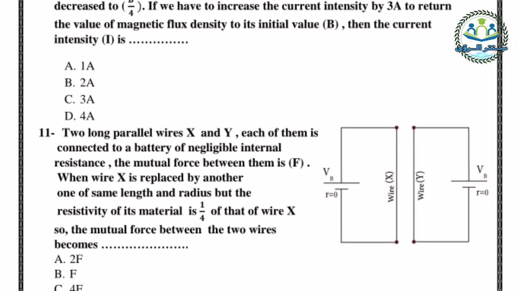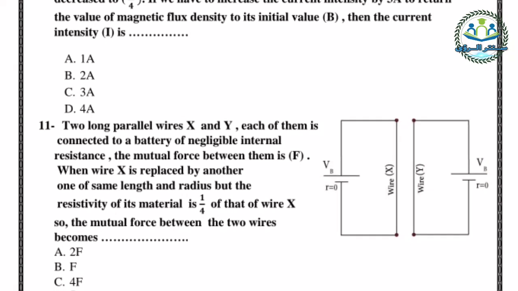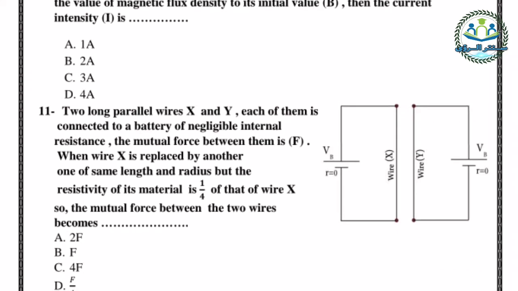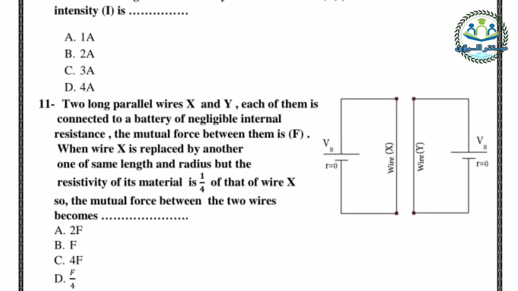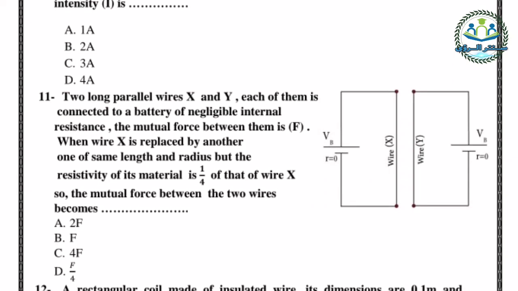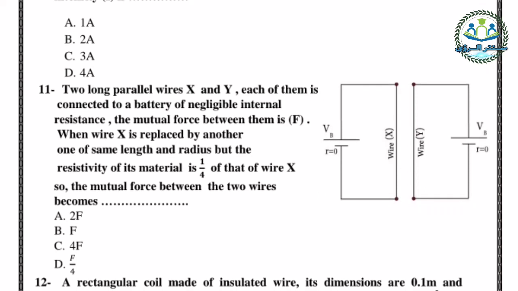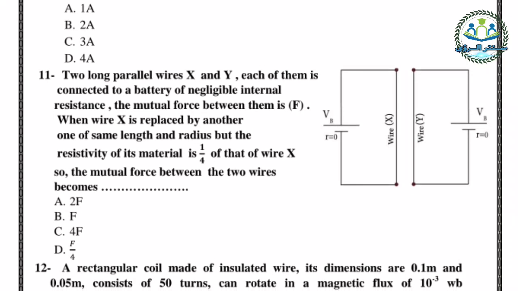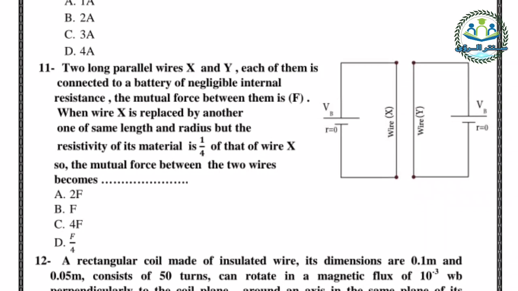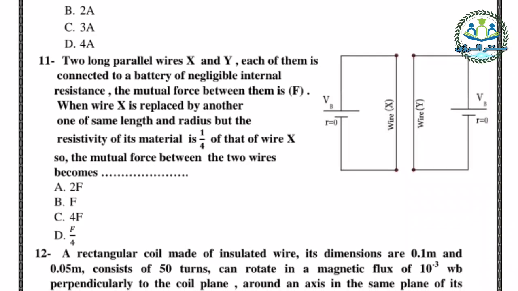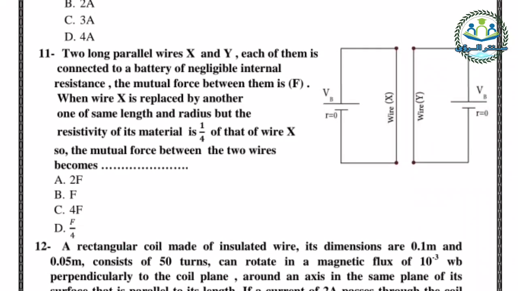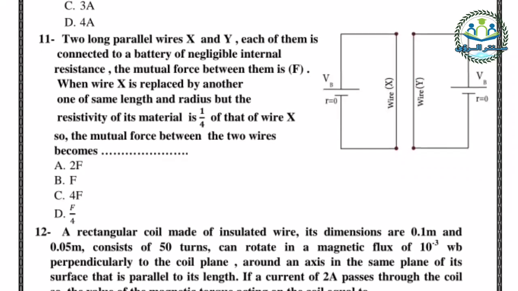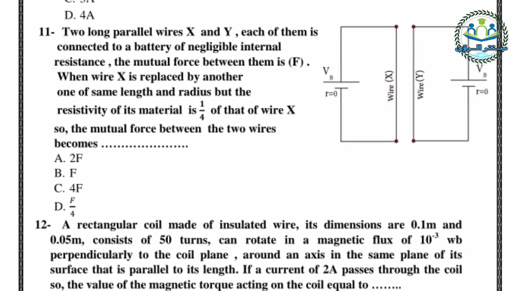11. Two long parallel wires X and Y, each connected to a battery of negligible internal resistance. The mutual force between them is F. When wire X is replaced by another one of the same length and radius, but the resistivity of its material is a fraction of that of wire X, the mutual force between the two wires becomes: A) 2F; B) F; C) 4F; D) other.